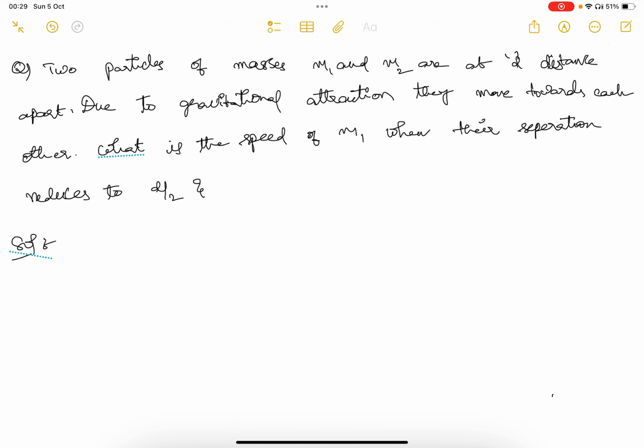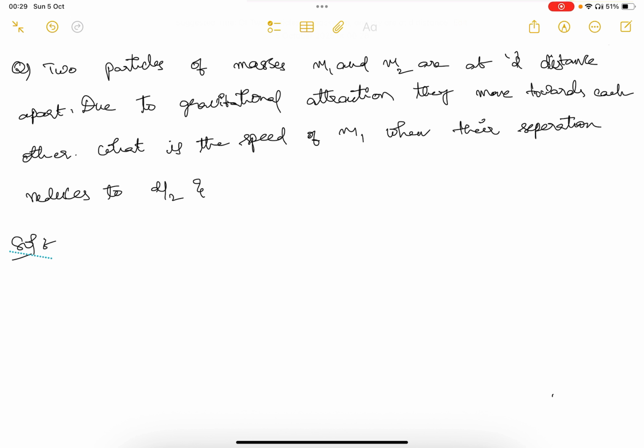Hello, let's solve this question. Given two particles of masses m1 and m2 are at d distance apart, due to gravitational attraction, they move towards each other. What is the speed of m1 when their separation reduces to d by 2?